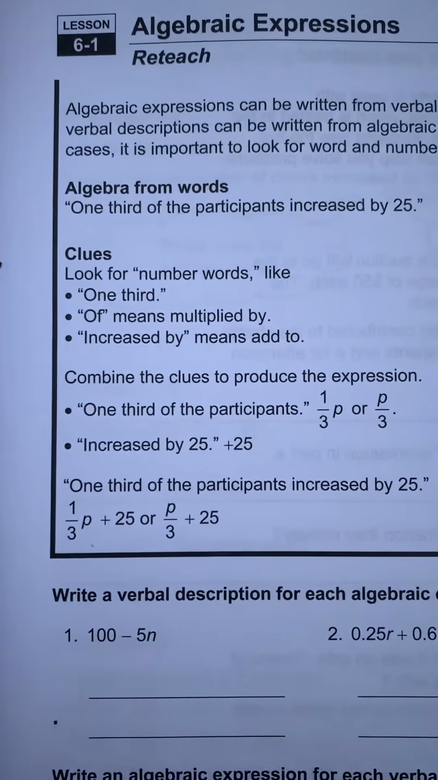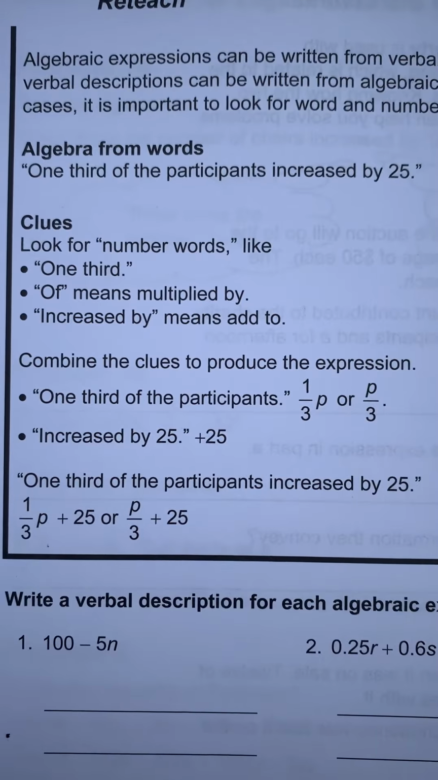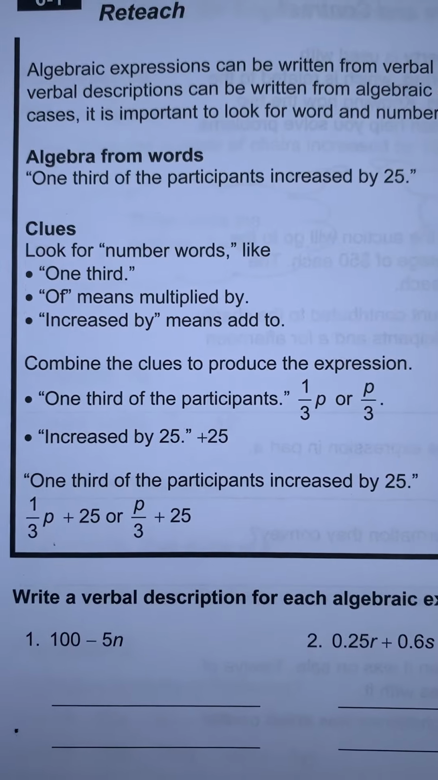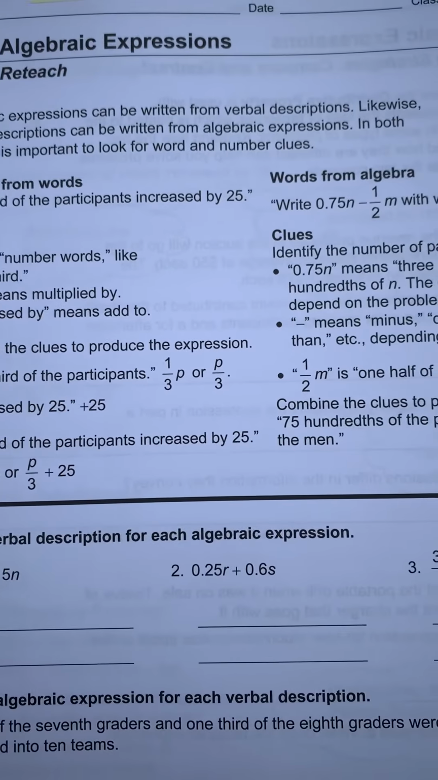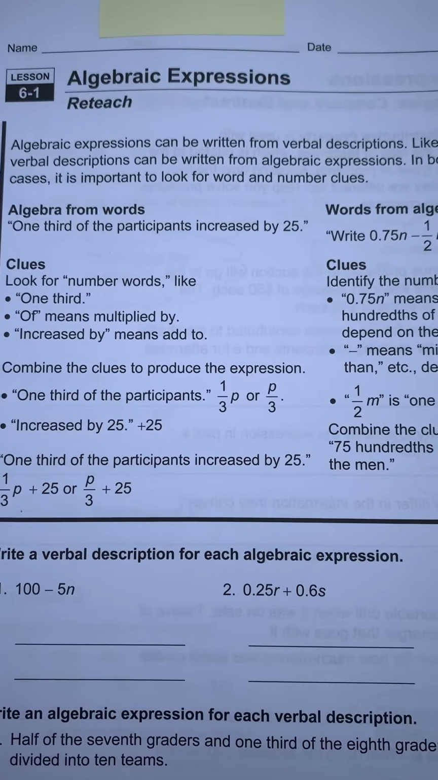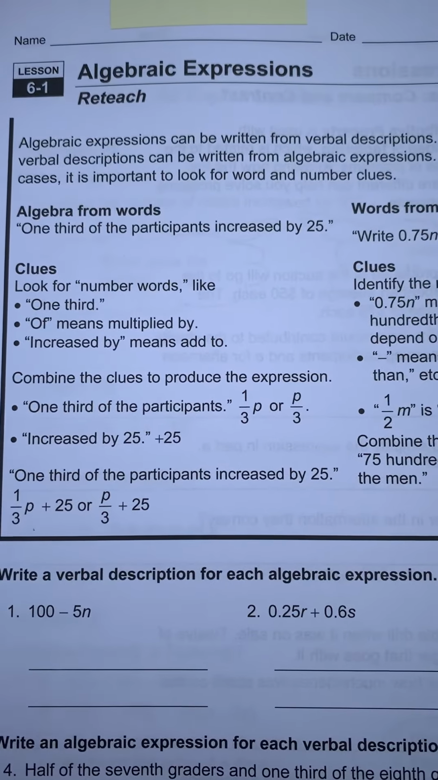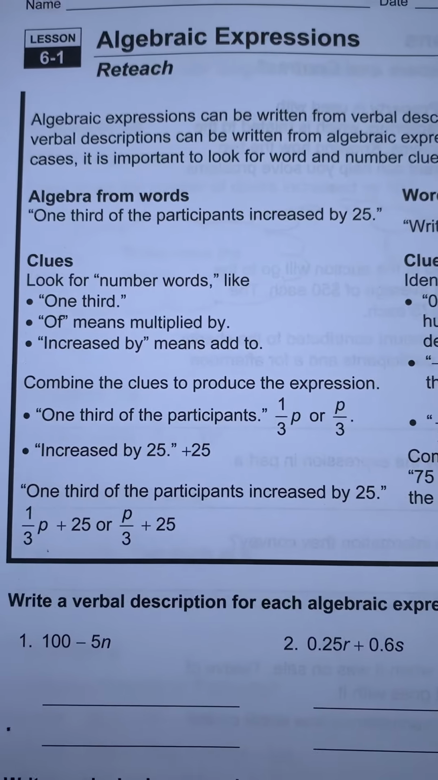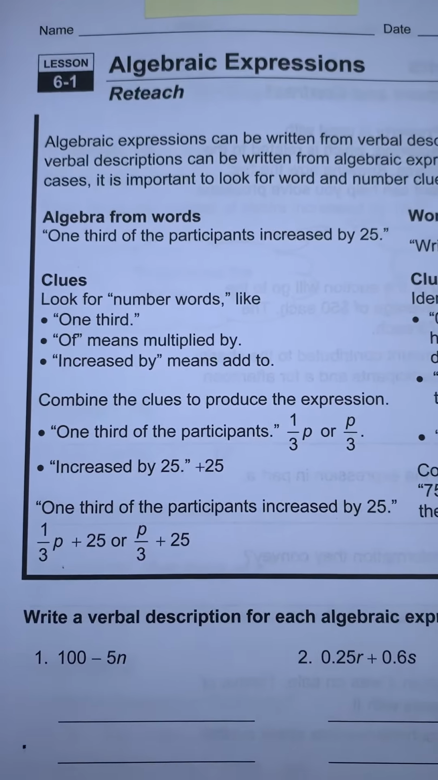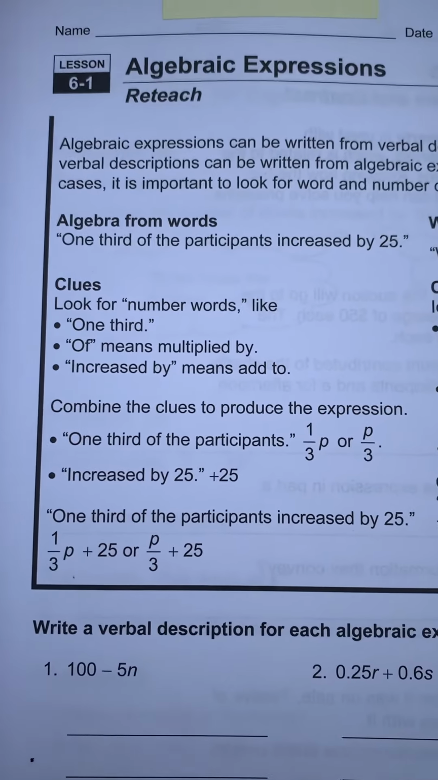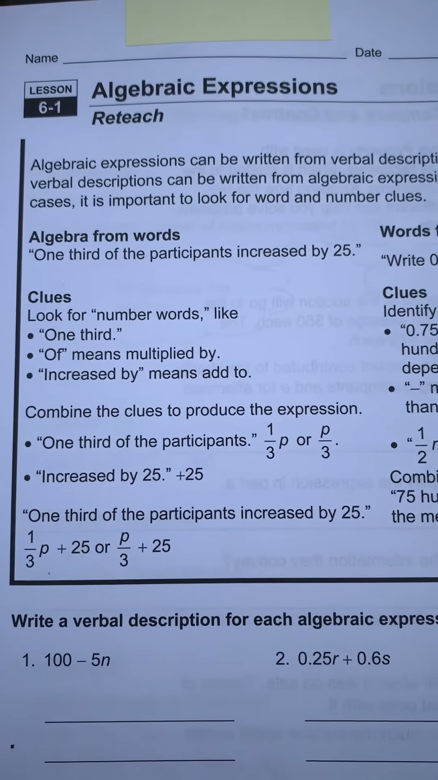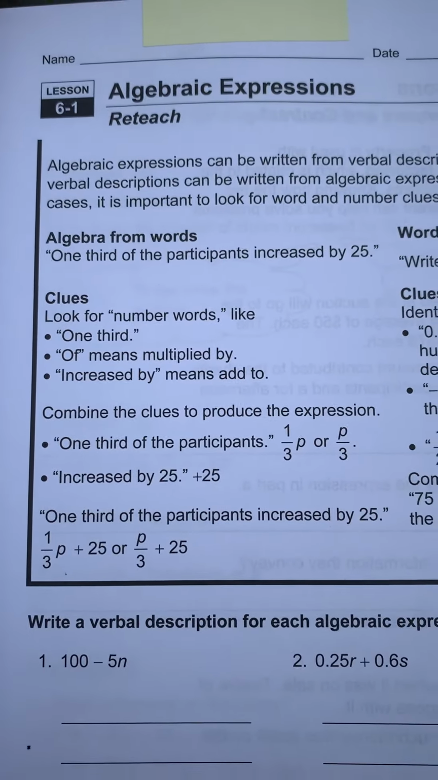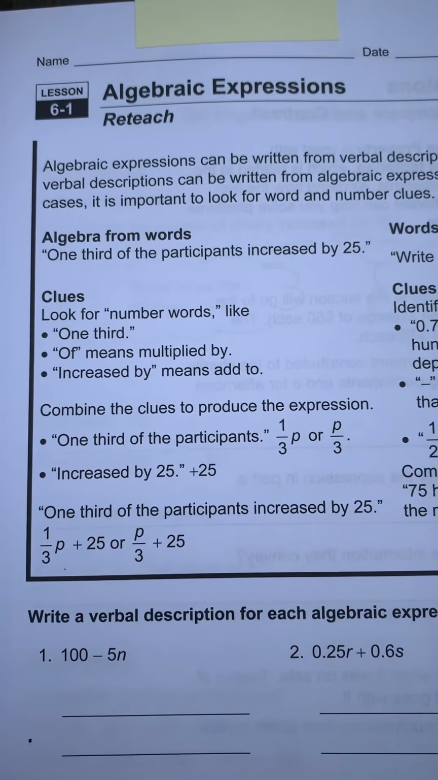So if you look right here, algebra from words: 1/3 of the participants increased by 25. Okay, 1/3 of the participants increased by 25. So really important words: 1/3, the word increased, and the word 25 would be really important. Okay, so it says clues. Look for number words, like 1/3.